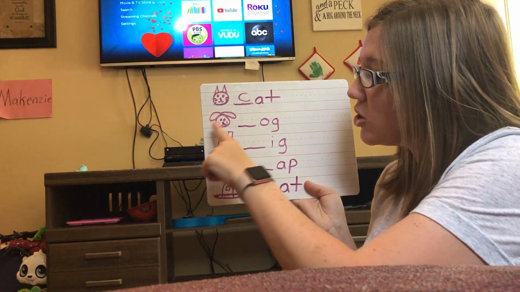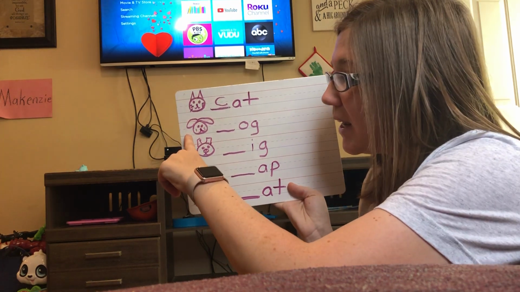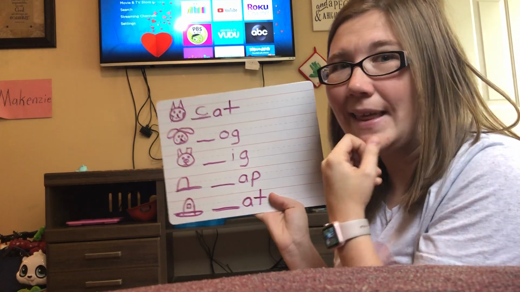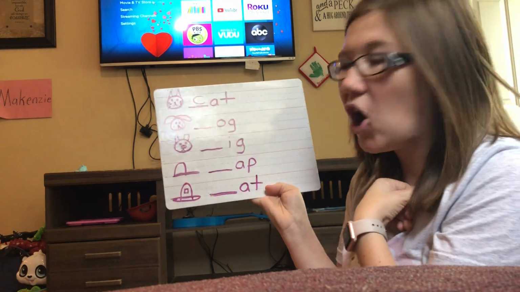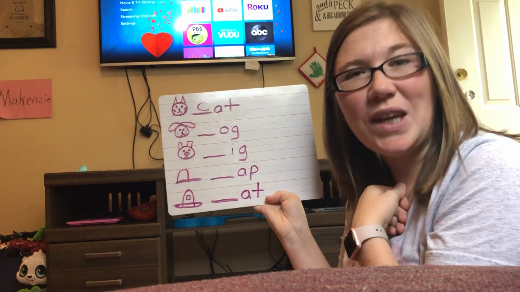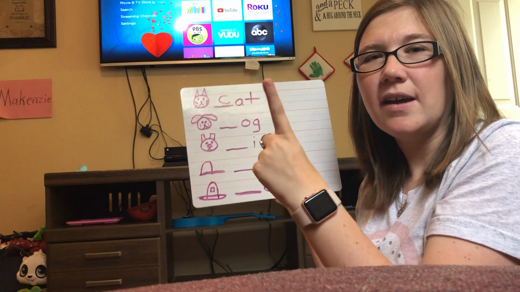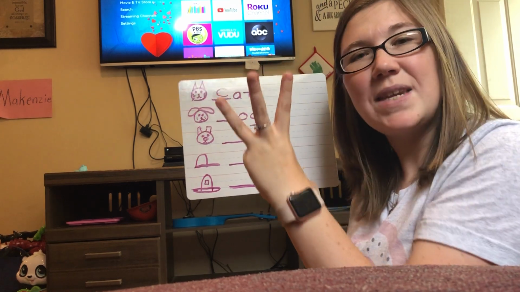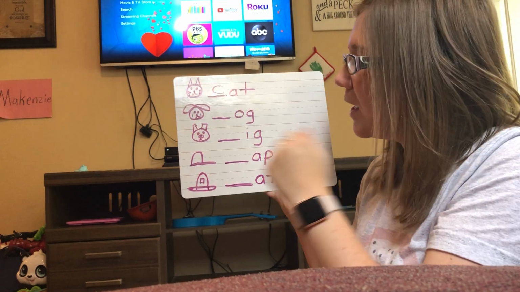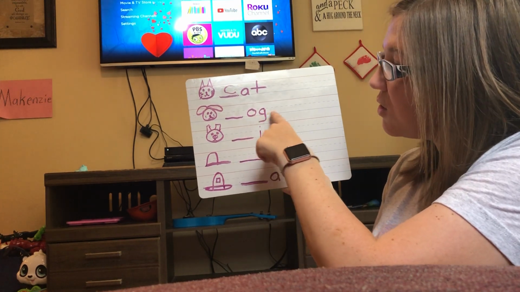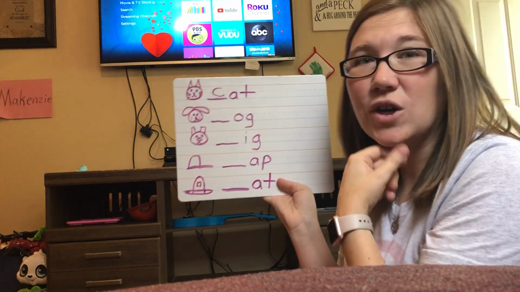We're going to look at the picture and see if we can figure out what that beginning sound is. Can anybody guess what this is? It's a dog. I know, it's not the best picture, but it's a dog. Let's see how many sounds we hear in dog. D-o-g. How many sounds? Three. We already have the middle sound and the ending sound, so we have to figure out what that first sound is.